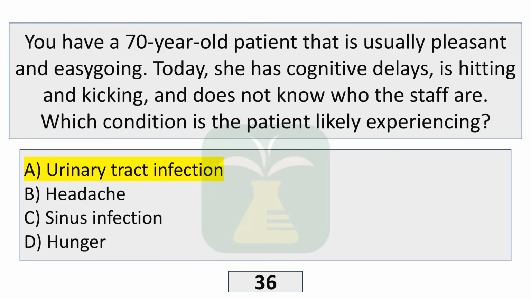Correct answer, A. Urinary tract infection. It is common for patients 65 years of age and older to have a UTI. A UTI in the older adult population can cause significant acute cognitive impairments. The CNA should report this to the nurse in charge.